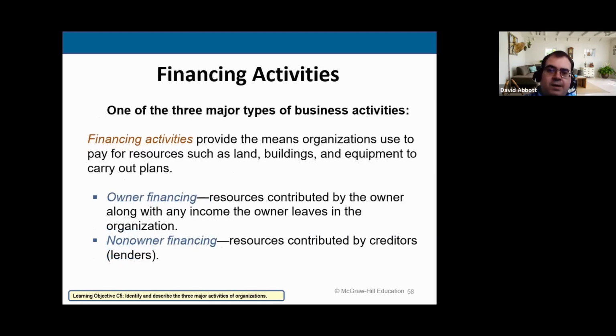And then financing provides the means for organizations to pay for resources such as land, buildings, and equipment to carry out plans. For example, you might have owner financing. That's resources that are contributed by the owner, along with any income the owner leaves in the organization. And then you might have non-owner financing. Those are resources contributed by creditors or lenders.